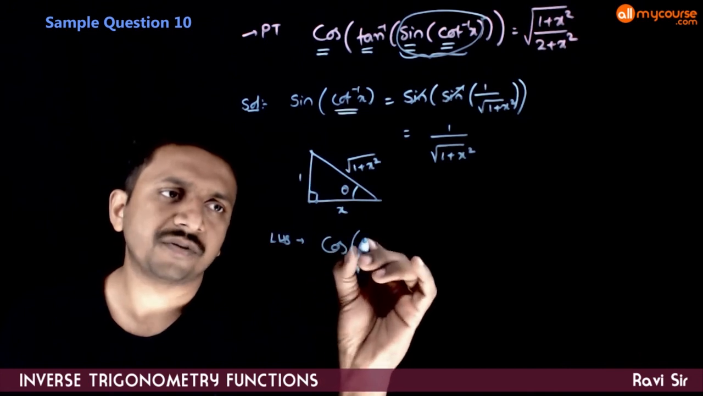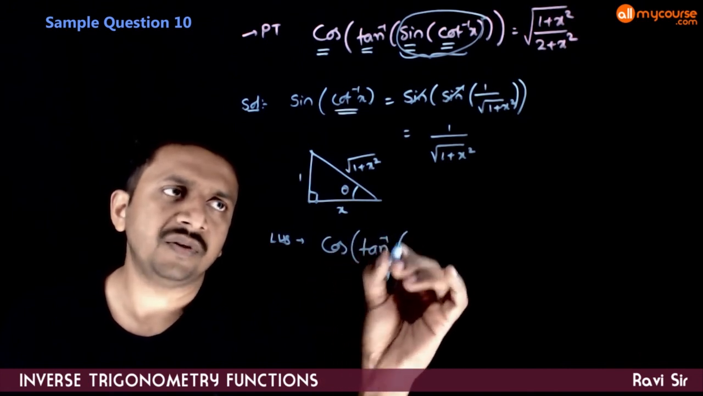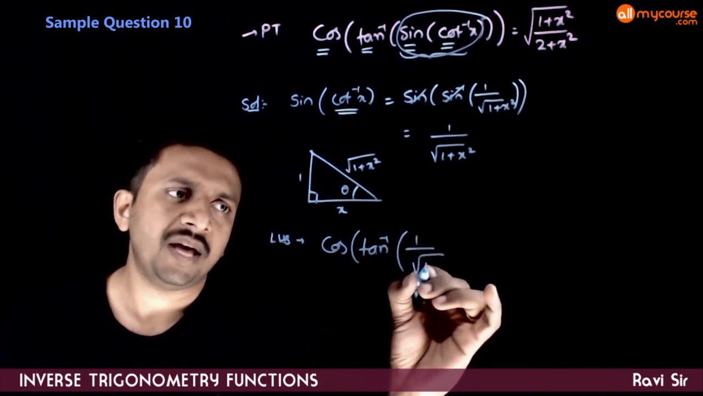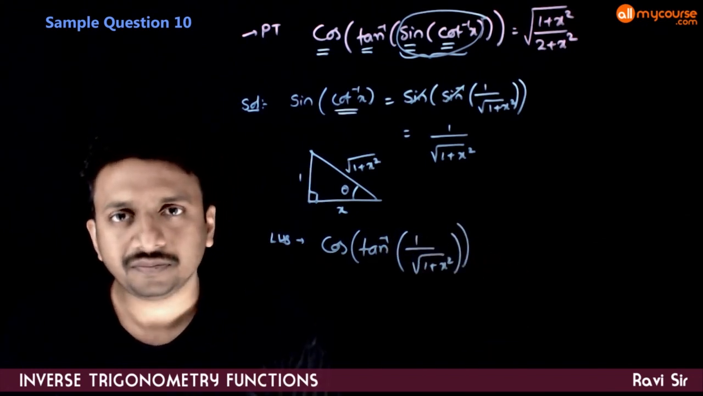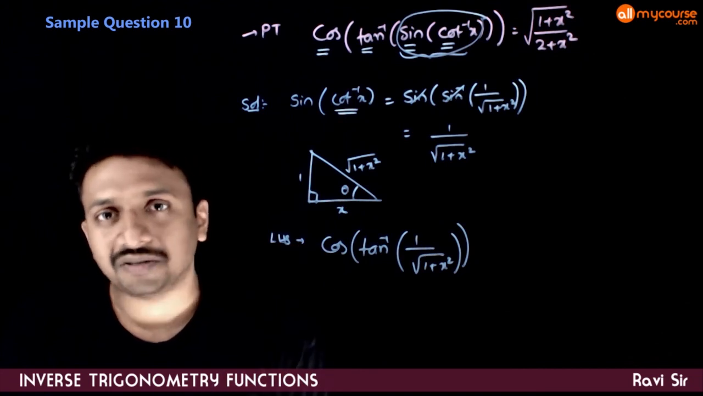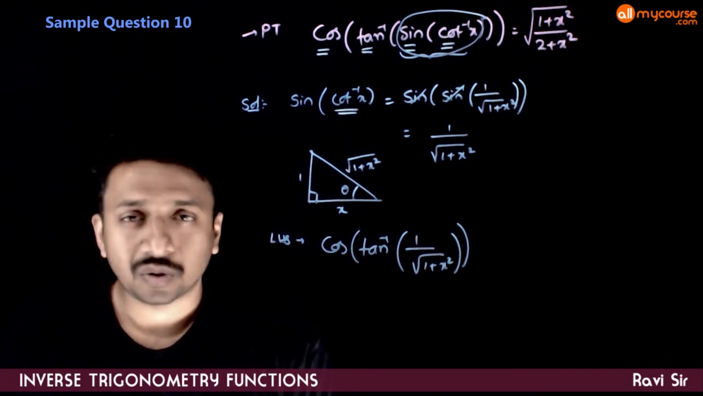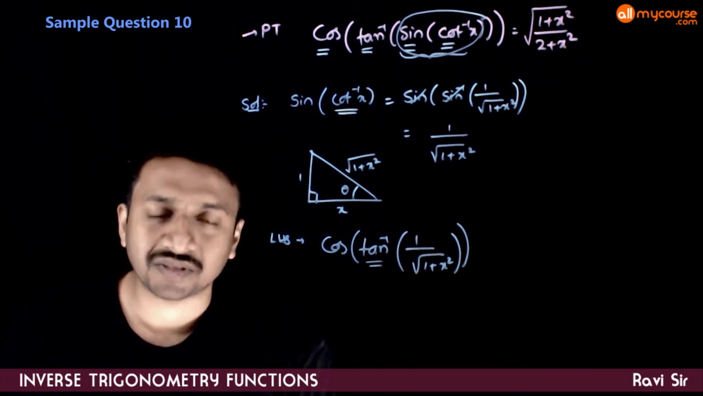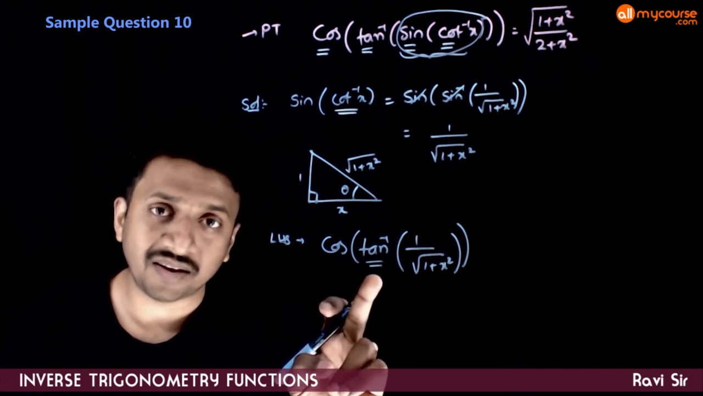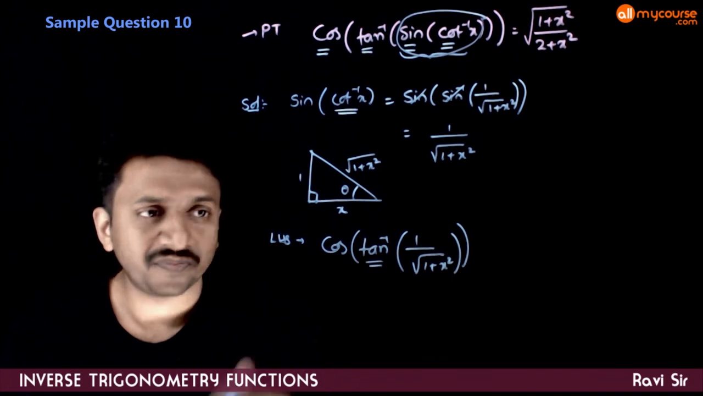Cos of tan inverse of 1 by root of 1 plus x square. Now again, let us try to simplify this. So what I do is try to convert this tan inverse into cos inverse.